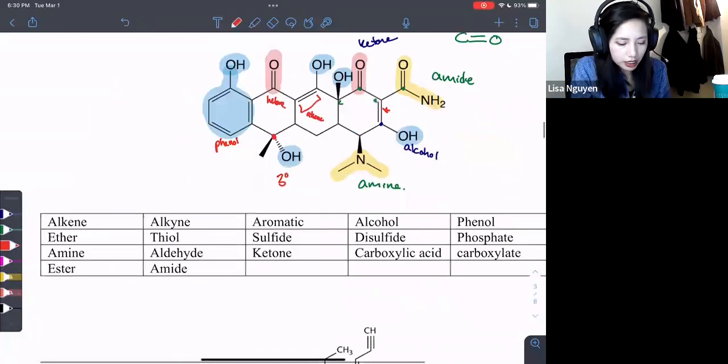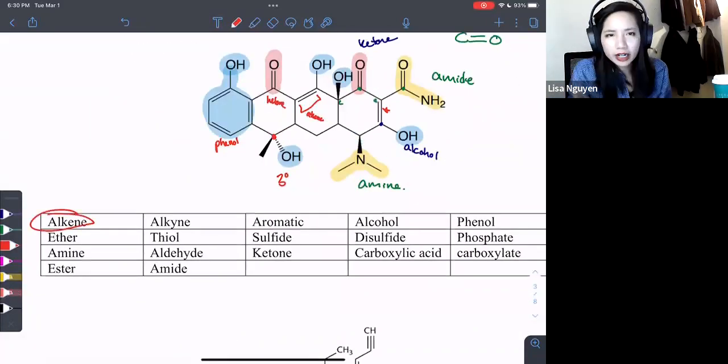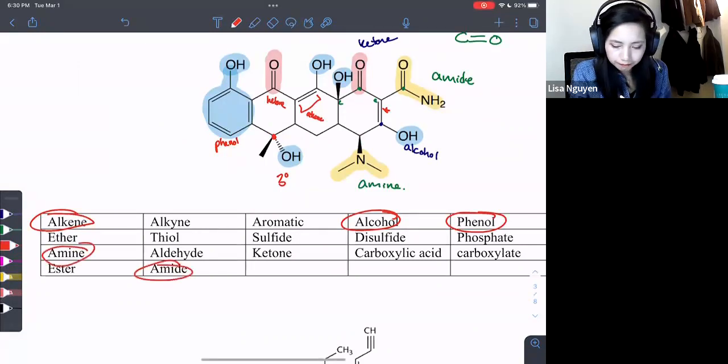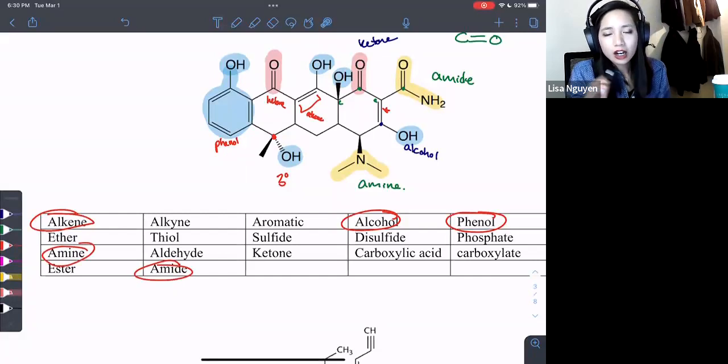So if you circle these, everyone already has access to the key. We have an alkene, we have some alcohols, a phenyl. What else do we have? We have an amide and an amine. All right, so it's these ones, the ones with the carbonyls and things attached to it, that are tricky.